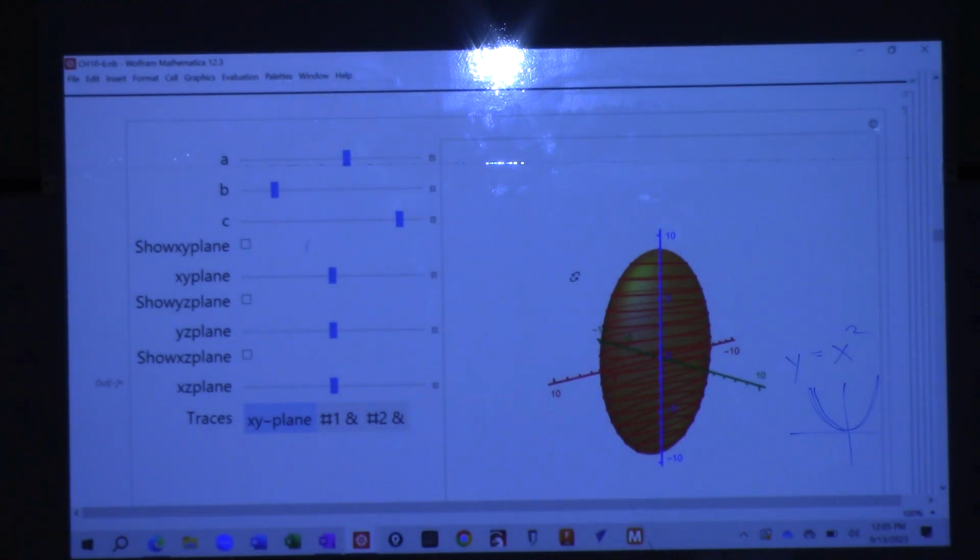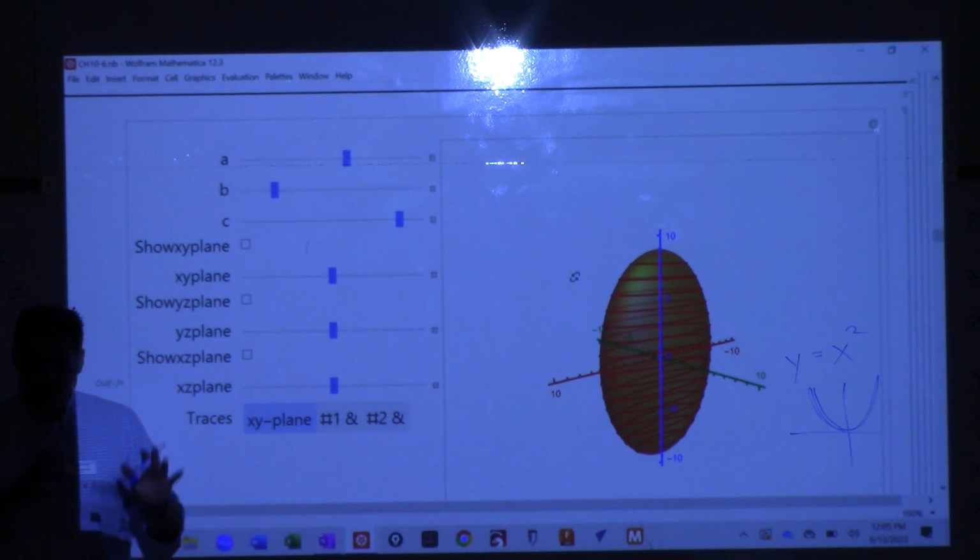Okay. So for an ellipsoid, as a generic example, x squared over 4 plus y squared over 9 plus z squared over 1 equals 1. That's an ellipsoid, right?